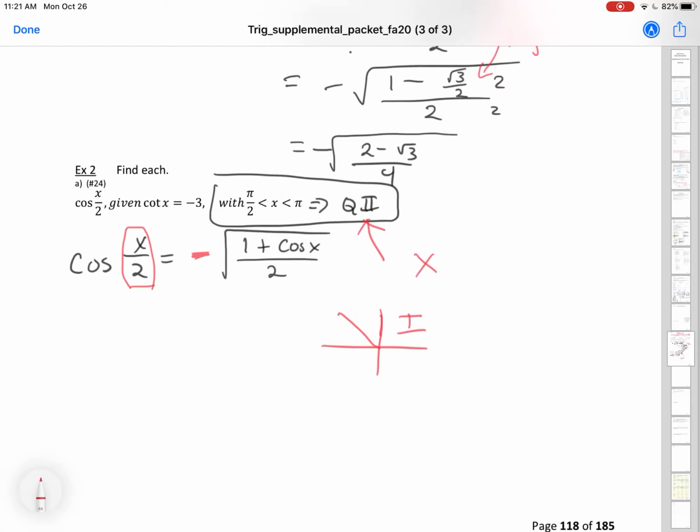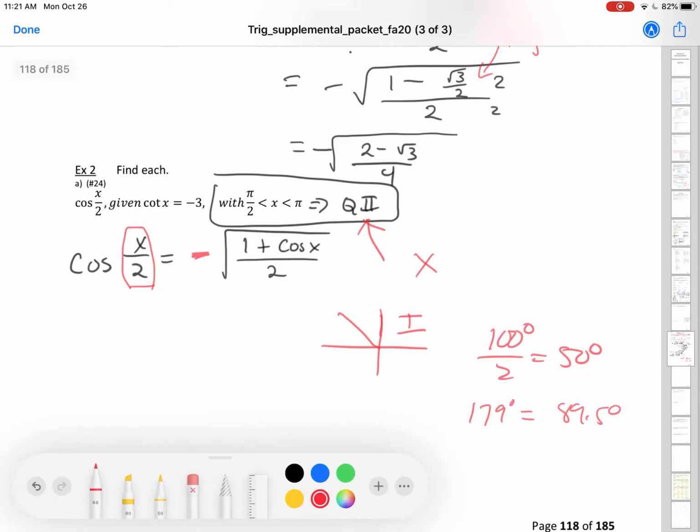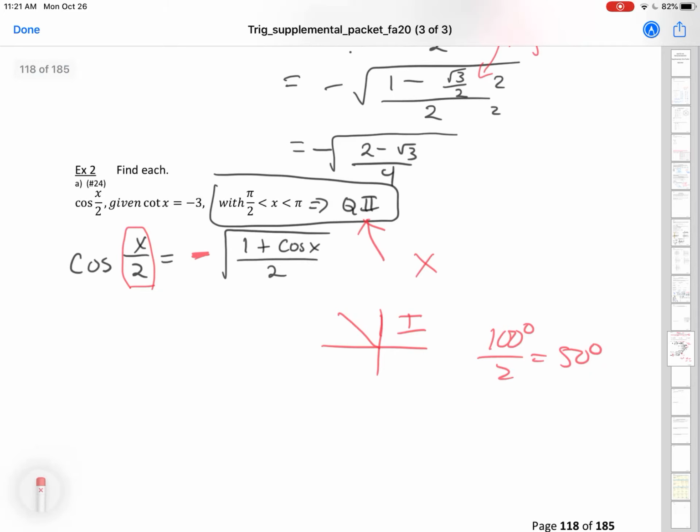Pick any second quadrant angle, like 100 degrees. Let's take half of it. It's 50 degrees. Let's take 179 degrees. Take half of 179. And where do you end up? 89.5, quadrant 1, right? So you're going to get a quadrant 1 angle no matter what.